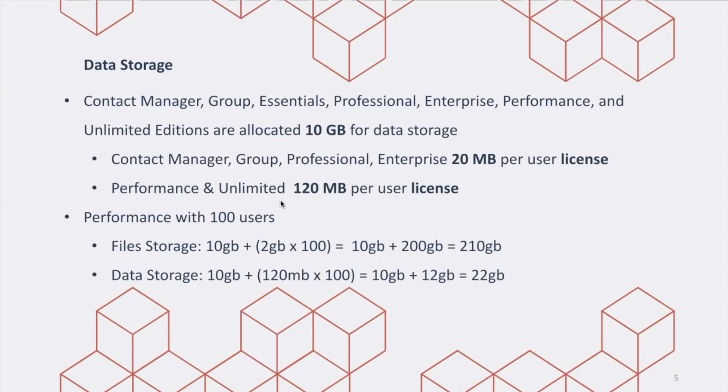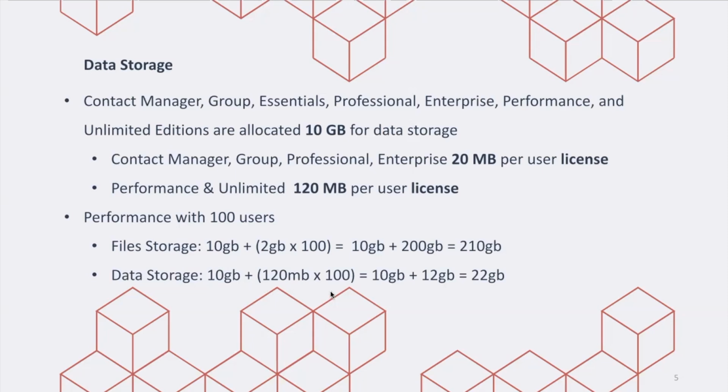An example calculation would be to have a performance edition with 100 users. For your files, you have the 10 gigabytes per org, and then the 2 gigabytes times the number of users, which is 100. So you get 10 gigabytes plus 200 gigabytes, which is 210. For your data, you get the 10 gigabytes plus 120 megabytes times the number of users. So you get the 10 plus the 12 equaling 22 gigabytes. Those are the types of calculations you'll want to do to figure out how much storage you actually have.